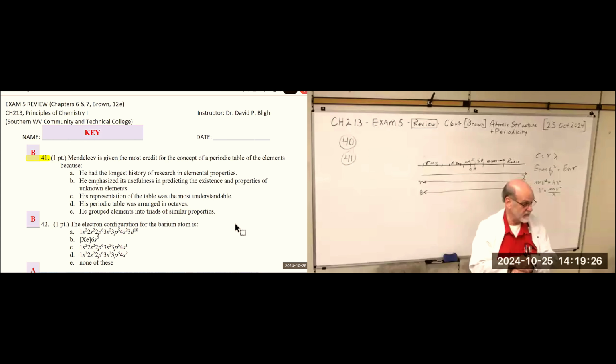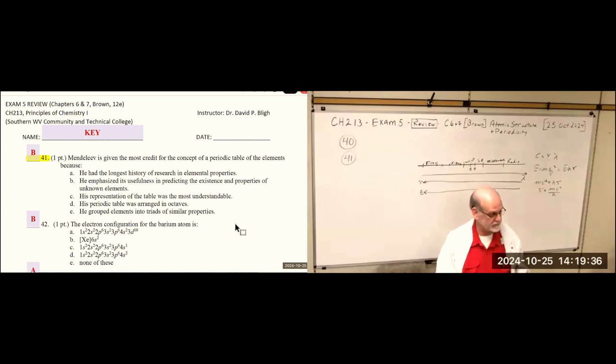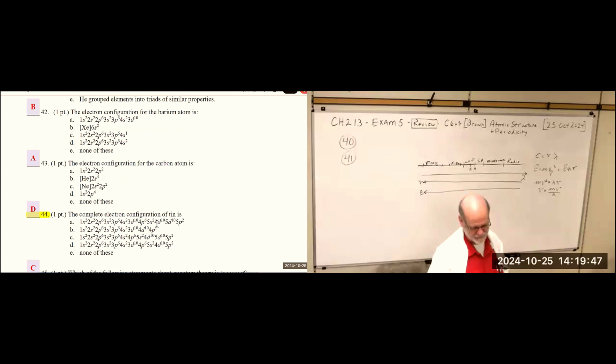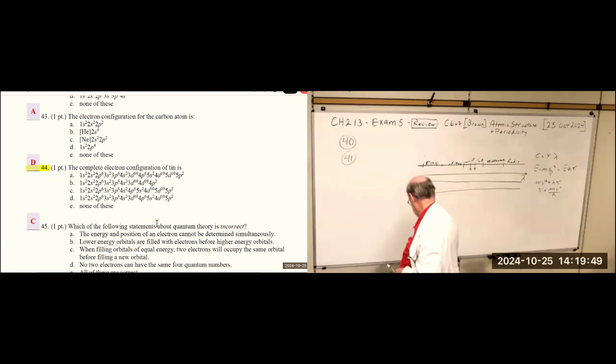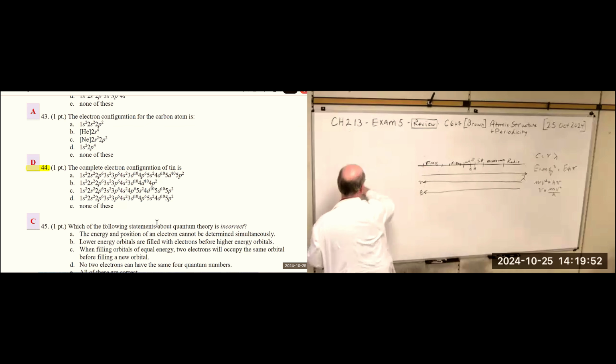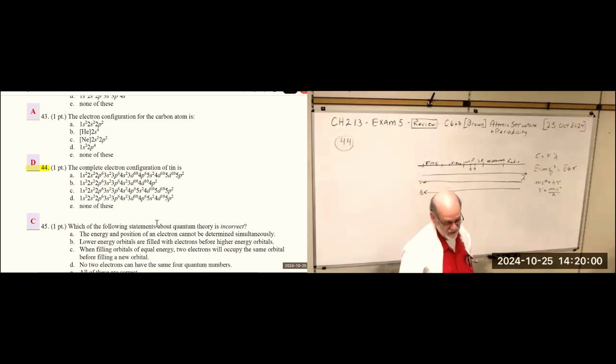And he didn't just leave the blanks. He actually predicted the characteristics of the element that would be found there at some time. And sure enough, they were found and he gets the lion's share of the credit. So B is the best answer. He predicted the existence of unknown elements. That's something that Julius Lothar Meyer didn't do with his table.